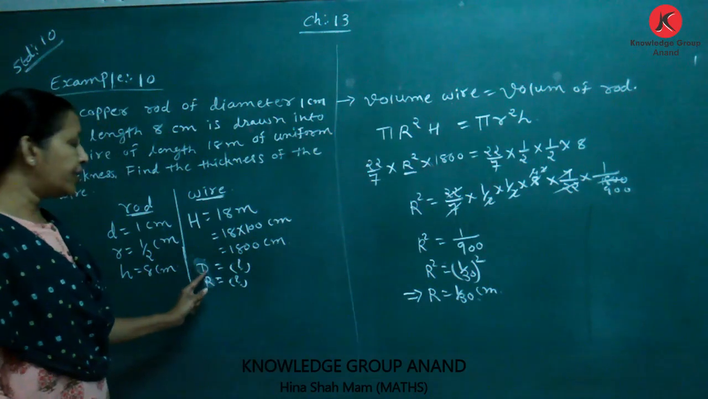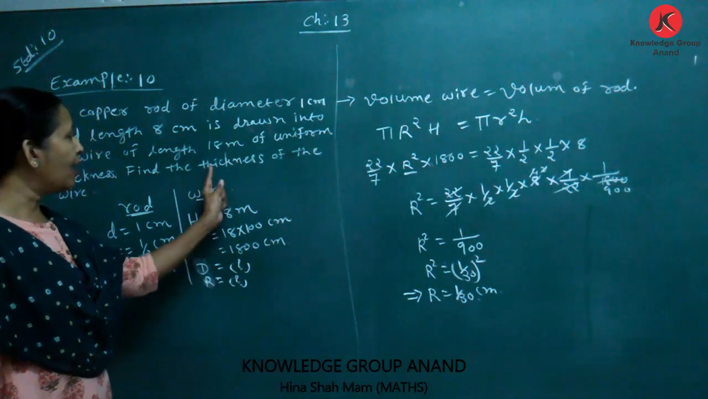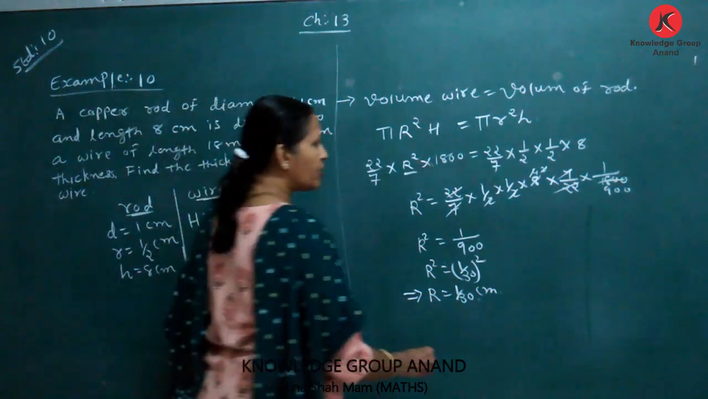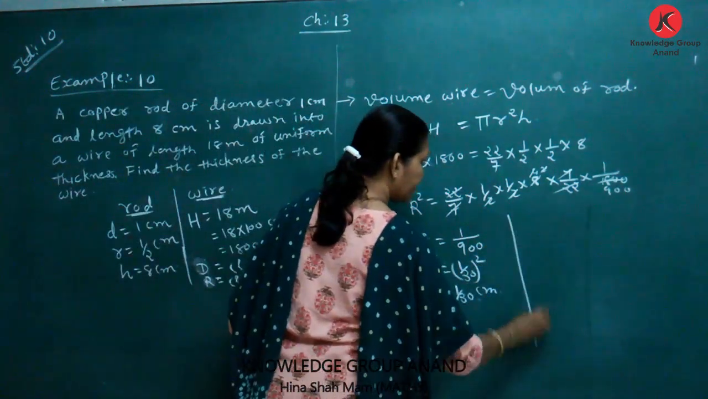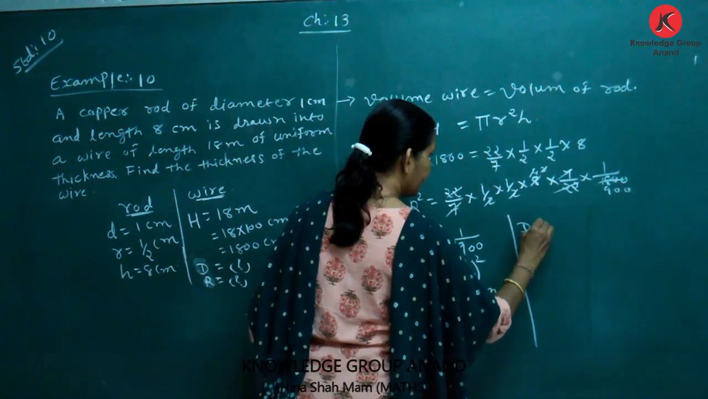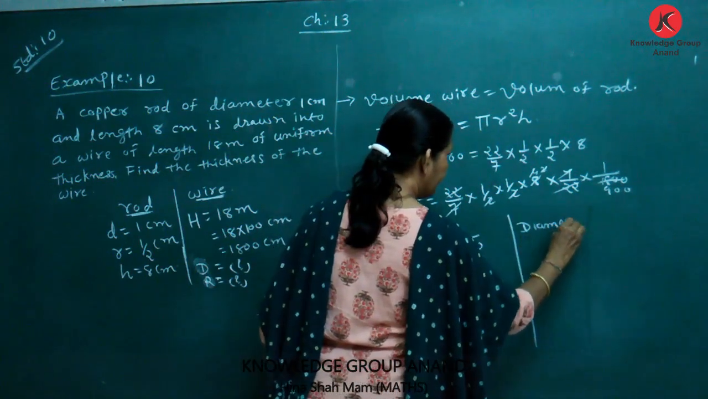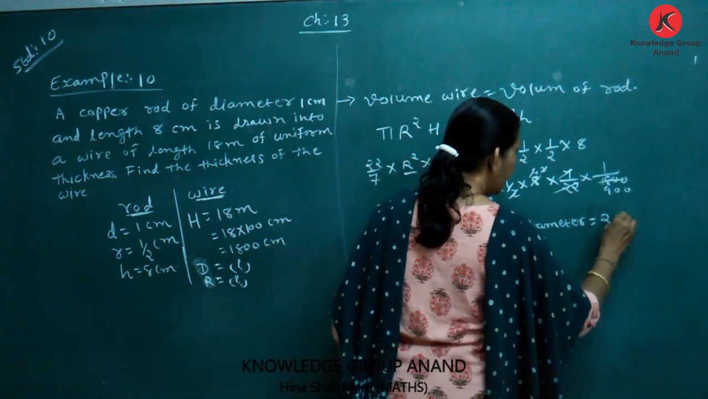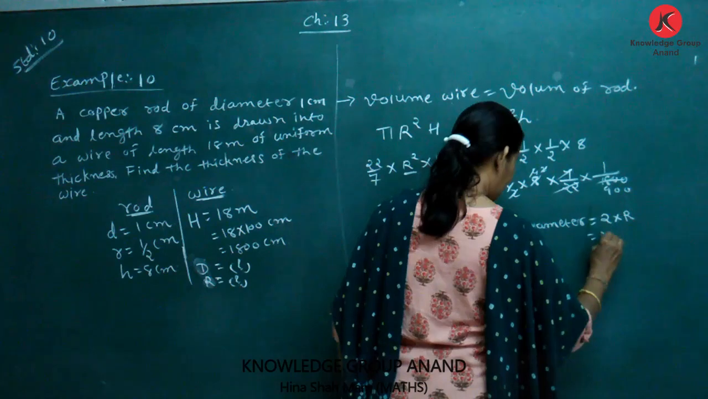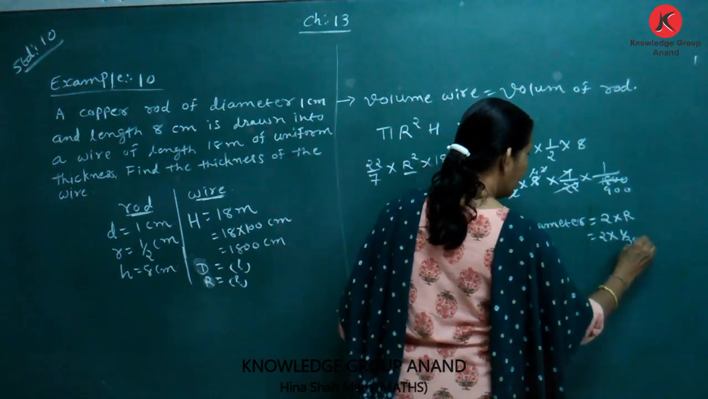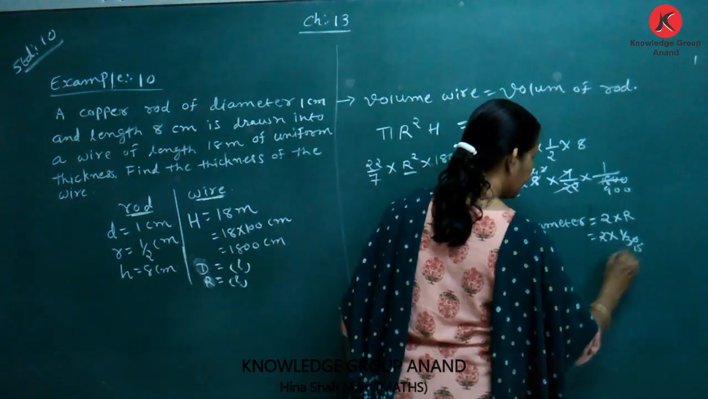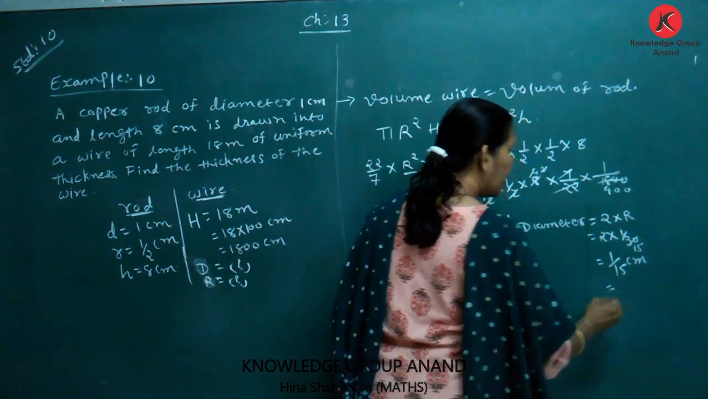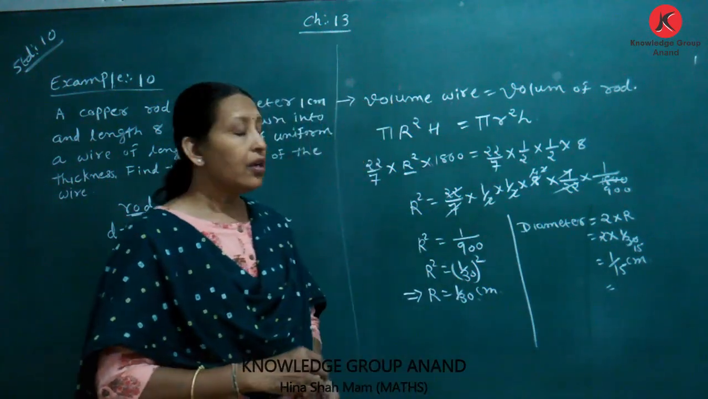But we want the diameter. Why? Because the diameter is the thickness of the wire. Diameter is equal to 2 into R, which is 2 into 1 upon 30, equals 1 upon 15 centimeter. Converting to millimeter.